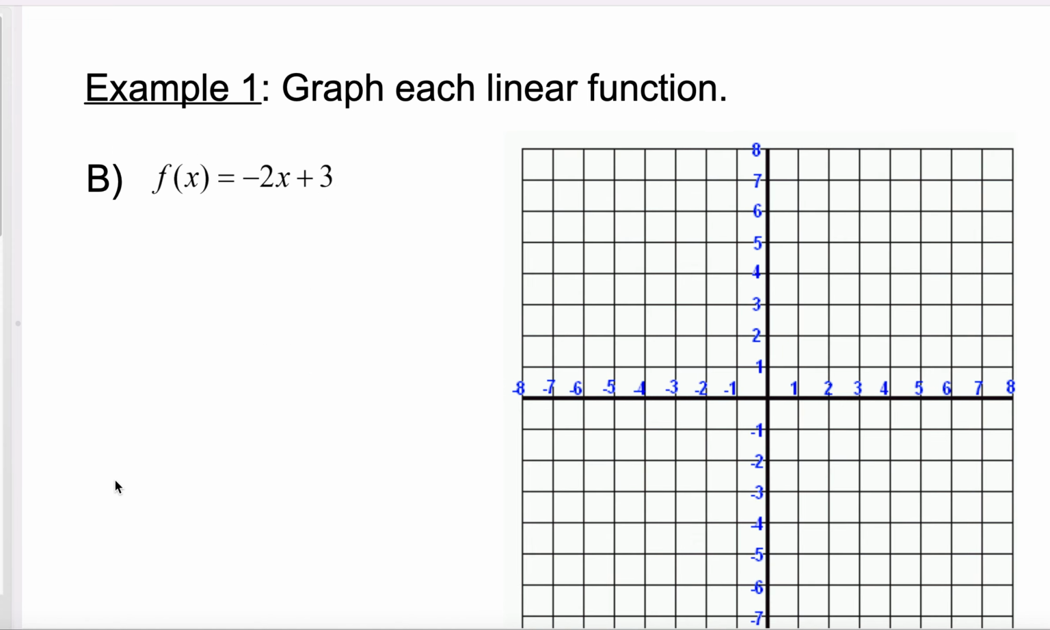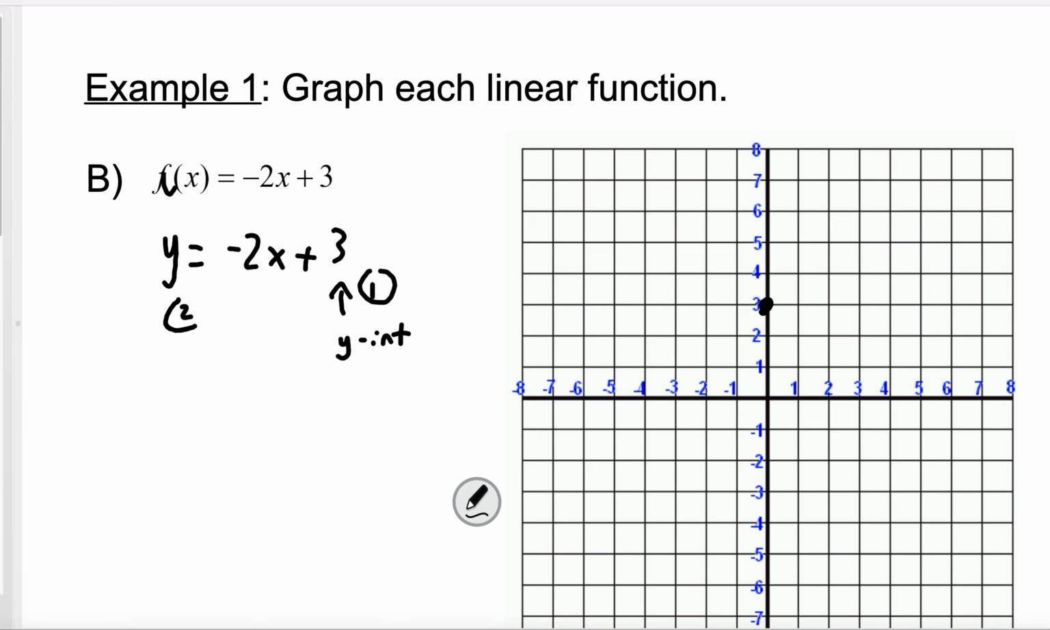Our next example is also a linear function, and it's in y = mx + b form. So I'm just going to change this f(x) to y =. Where am I going to start? I'm going to start at my y-intercept, and my y-intercept is at 3. So on the y-axis, I'm going to go up to 3 and put a dot. And then what do I do next? First I plotted my y-intercept, and the second thing is to work with my slope. My slope is my rise over my run, so it's -2 over 1.